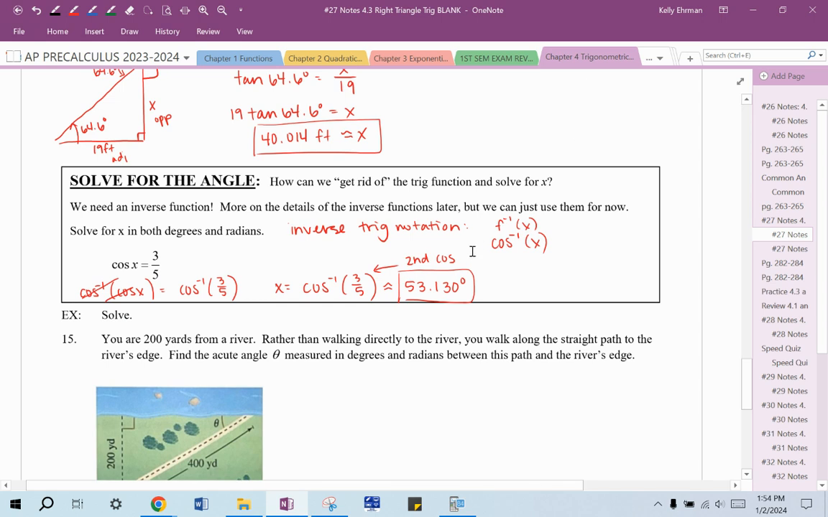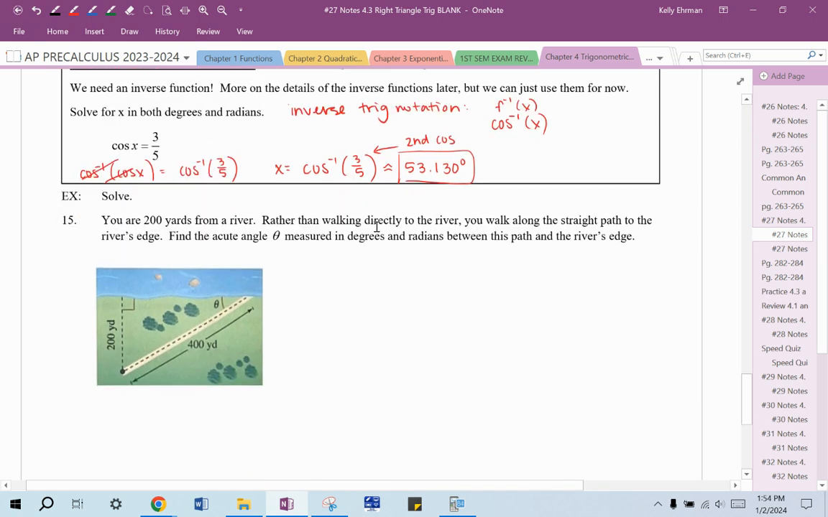All right, so with all that said, we have this picture here. You are 200 yards from a river, so this must be you. Rather than walking directly to the river, you walk along a straight path to the river's edge. Find the acute angle theta, measured in degrees and in radians, between this path and the river's edge.